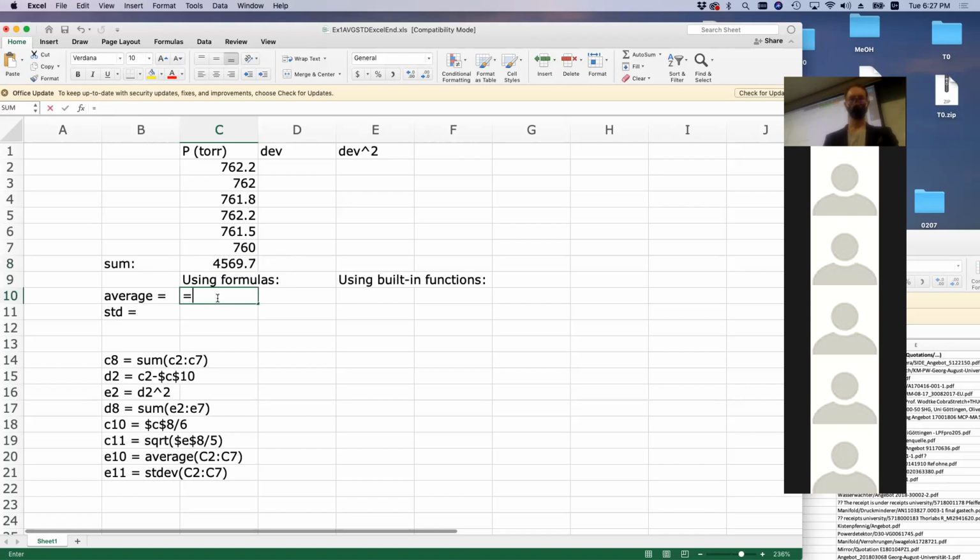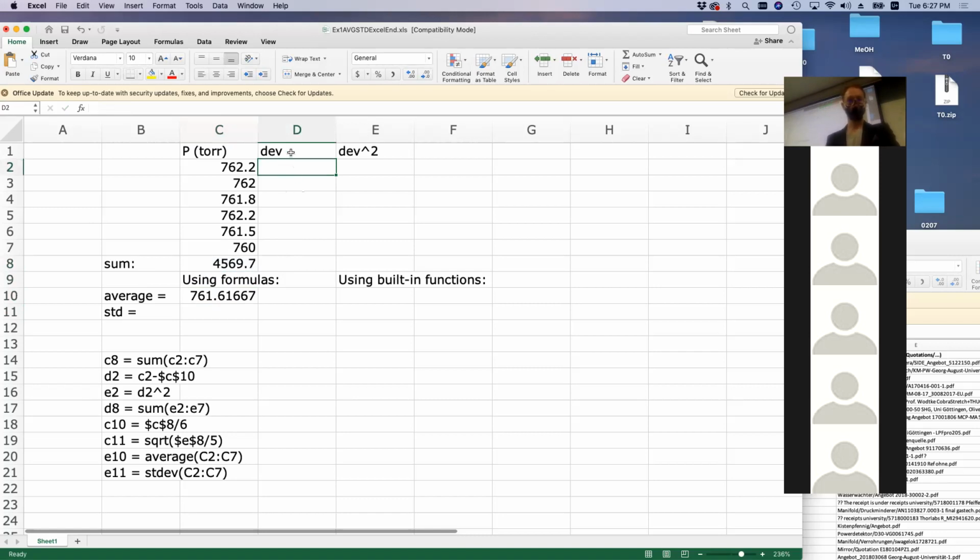So I'm going to say equals, and then C8. I could either type C8 or click on C8 and then divide by the number of measurements, which is 6. Okay, so we get an average of 761.62. That's exactly what we got by doing it the long way. We can also calculate explicitly the standard deviation using the formulas.